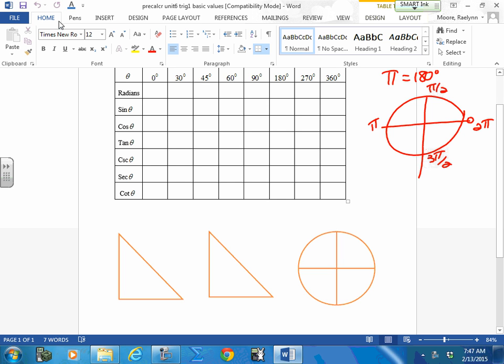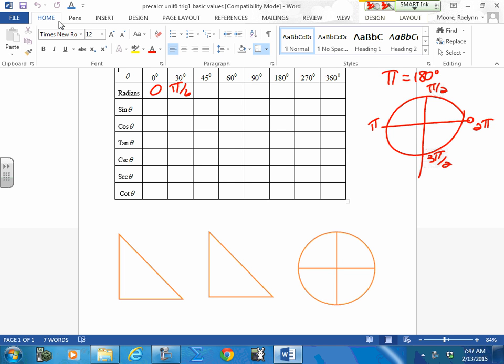So 0 degrees is also 0 radians. It's just without the degree. It's 0 radians. How many times does 30 go into 180? 6. So this is pi over 6.